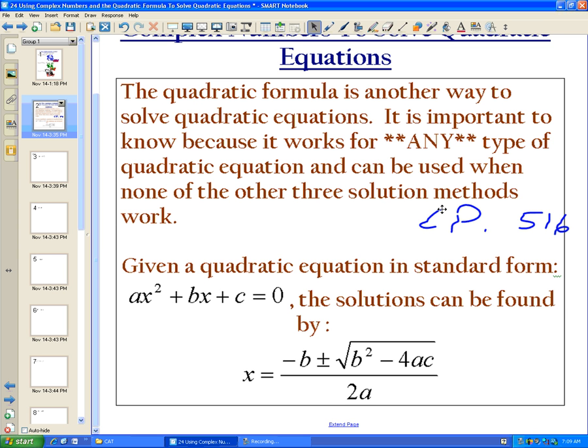This is something that has to be memorized. So the quadratic formula is very important. Make sure you know it and you can use it.